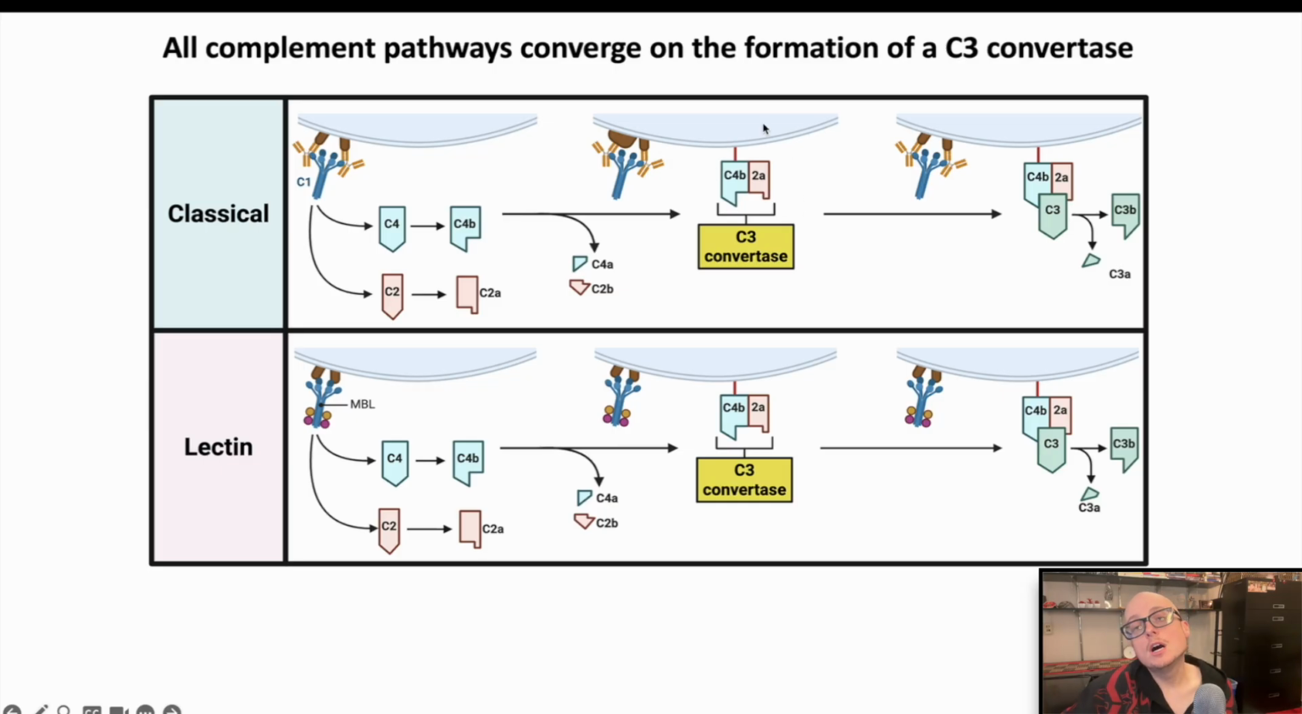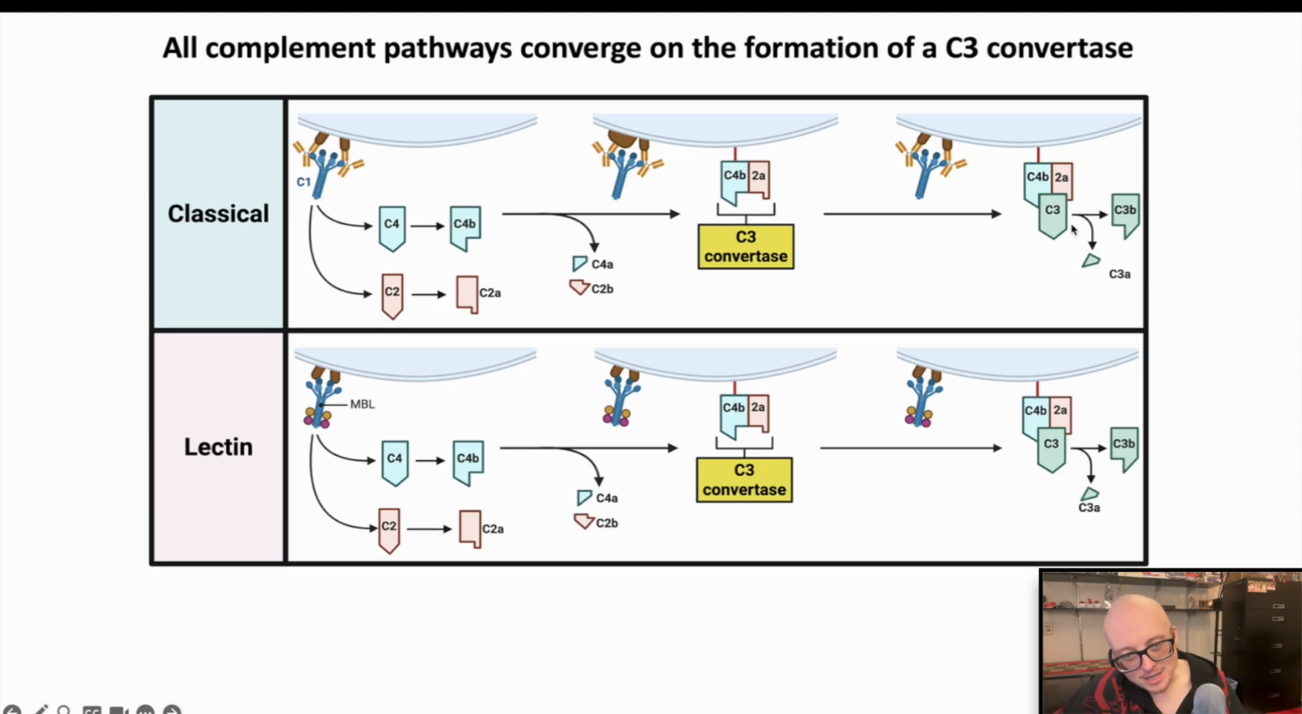This is essentially a new molecule. It forms a new quaternary structure, a macromolecular complex, which itself now takes on new enzymatic activity. C4b2a, the complex, is an enzyme. And that enzyme's activity is something that we call C3 convertase activity. As a C3 convertase, the substrate of the C4b2a complex is the molecule C3.